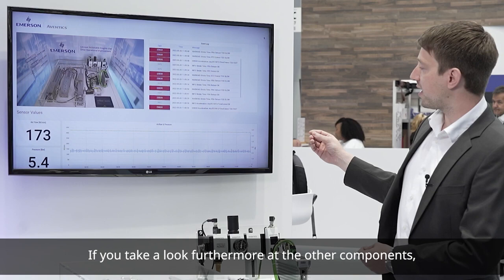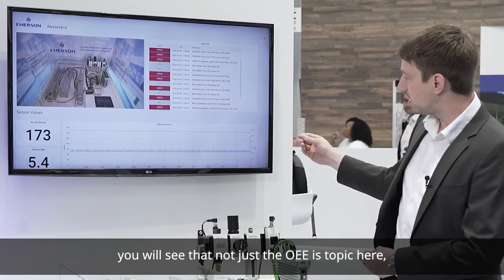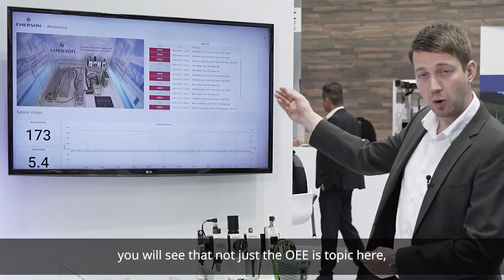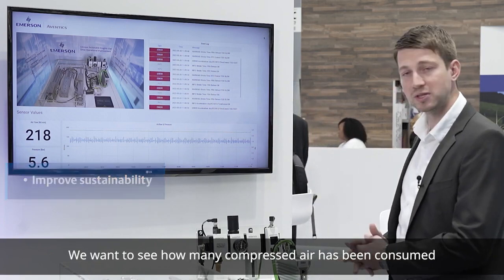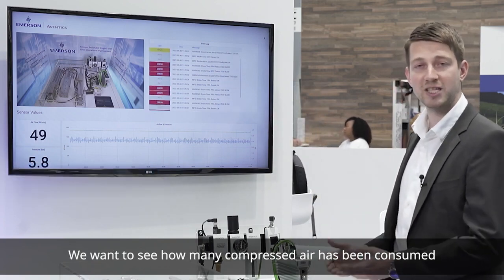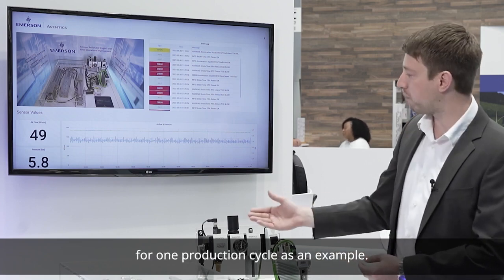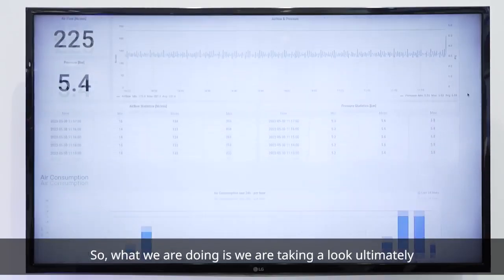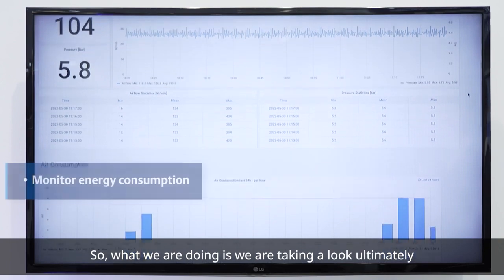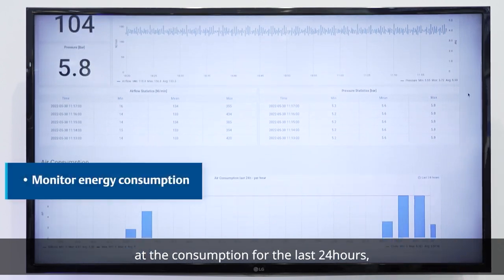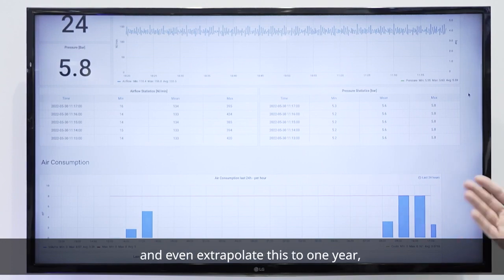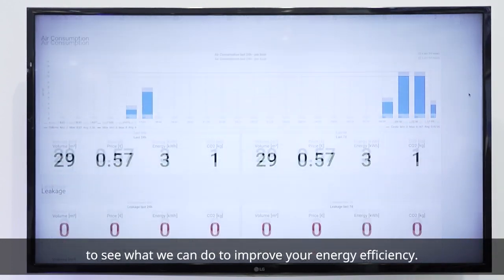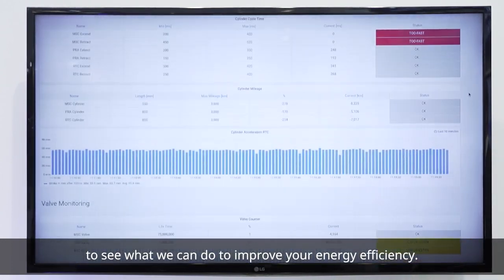If you take a look furthermore at the other components, you will see that not just the OEE is the topic here, it's also about the sustainability of our pneumatics. We want to see how much compressed air has been consumed for one production cycle, as an example. So what we are doing is taking a look at the consumption for the last 24 hours, the last 7 days, and even extrapolating this to 1 year to see what we can do to improve your energy efficiency.